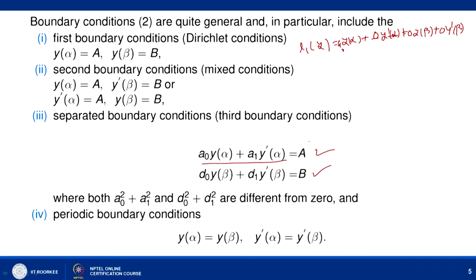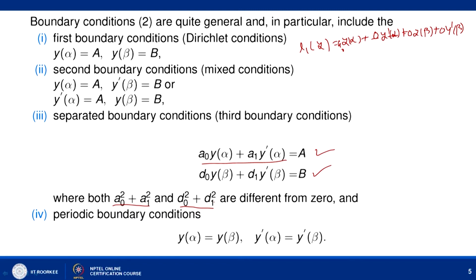So, we call these separated boundary conditions, and here we are assuming that not all of A naught, A1 are 0. So, we assume that A naught square plus A1 square is different from 0, and similarly D naught square plus D1 square is different from 0 here.